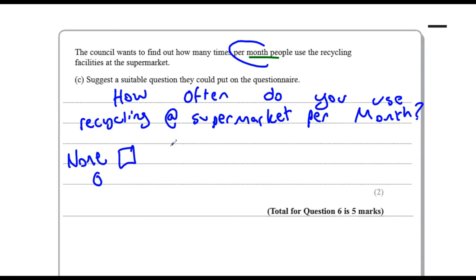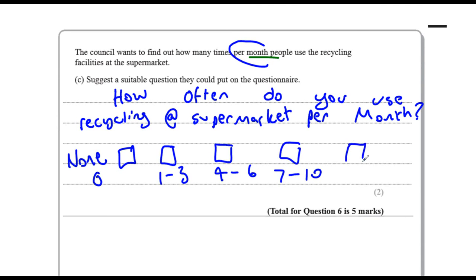Okay, no times. People could use it, I don't know, 1 to 3 times. People could use it 4 to 6 times. People could use it, I'm just making up numbers here, 7 to 10 times, and you might want to leave it there, but you can't, because what if they did even more than 10? So 11 plus times. And I would like to see an on average there, so that people don't get too picky. Okay, on average, how often do you use your recycling facility for the supermarket per month? None, 1 to 3 times, etc. Do the job.